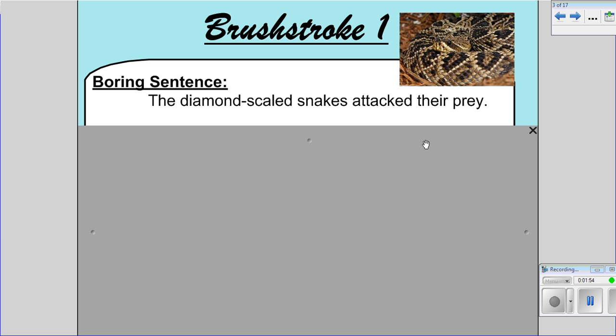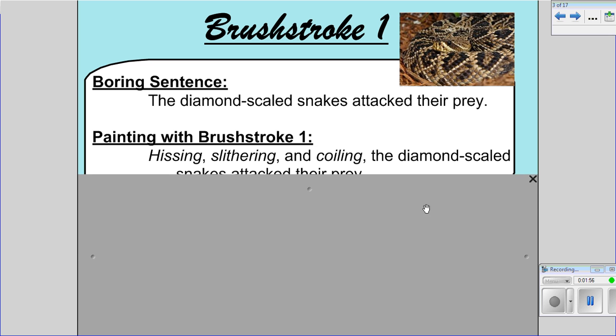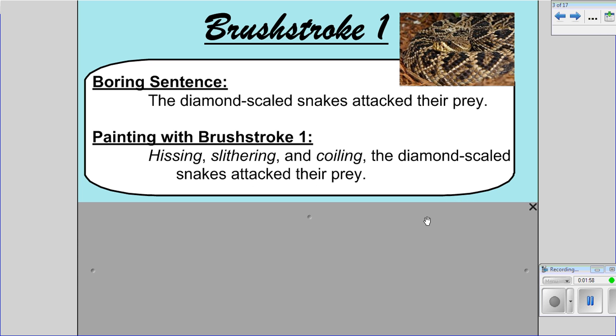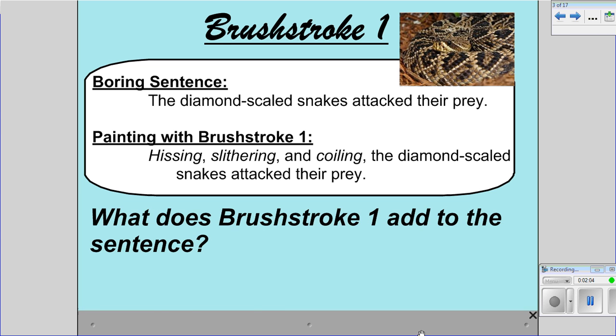When I apply the first brushstroke to this sentence, it will look like this. Hissing, slithering, and coiling, the diamond-scaled snakes attacked their prey. So what does this brushstroke add to our sentence? Here, this brushstroke is giving actions that the snake can do and adding them to the beginning of the sentence to describe what the snake is actually doing. We know the snakes are hissing, we know the snakes are slithering, and we also know the snakes are coiling.